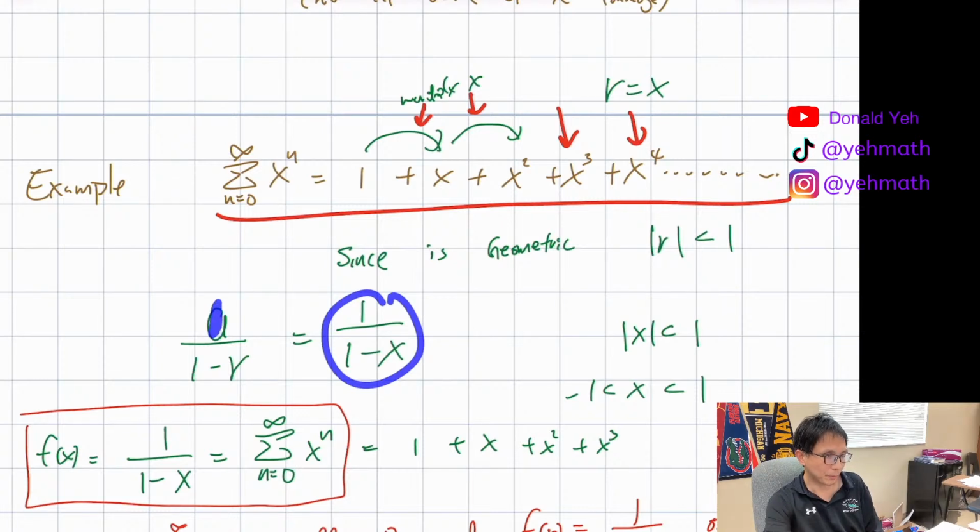Why? Because it's geometric. This is your first term, this is 1 minus r, and r is the x. So it'll be 1 over 1 minus x. So 1 over 1 minus x is equal to this series.